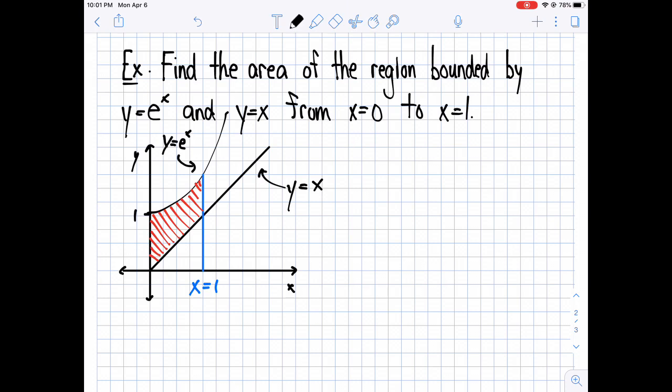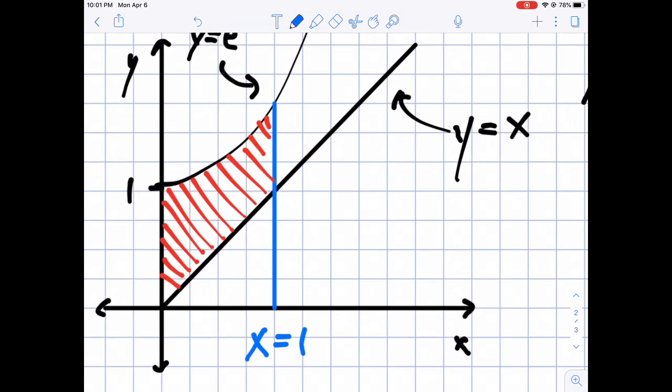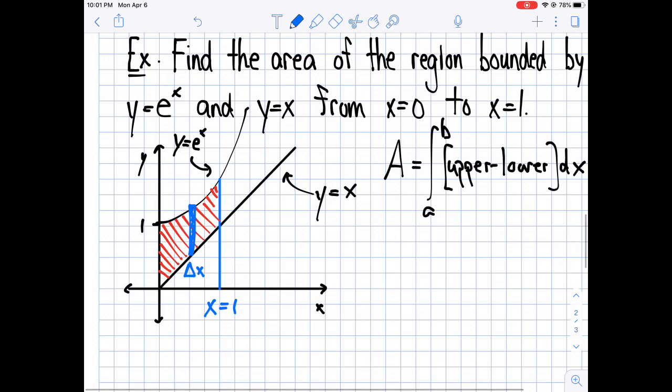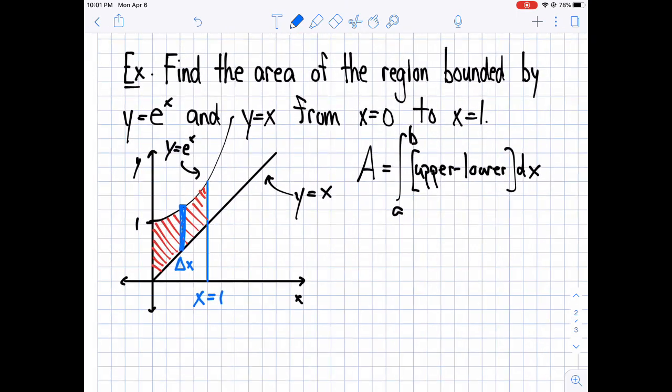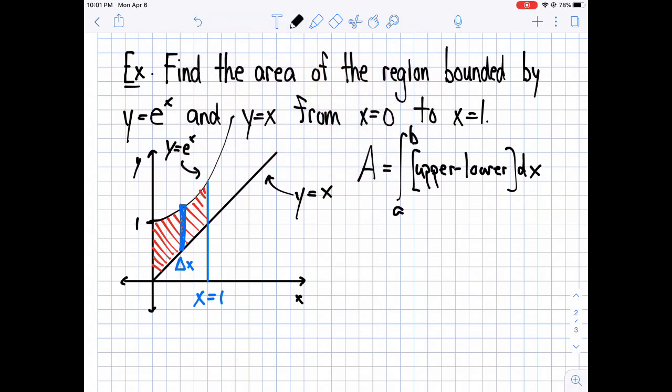So we know in general our area is always going to be the integral from a to b, upper function minus lower function, and we are integrating with respect to x. We can actually go and draw a sample rectangle on the actual region. That'll help us visualize what we're doing. One of the most important things to recognize is that if it's a vertical rectangle like that, we're going to be integrating with respect to x because that base width is delta x. So fine, we have set up our basic integral, upper minus lower.